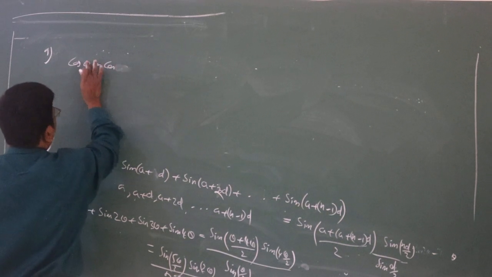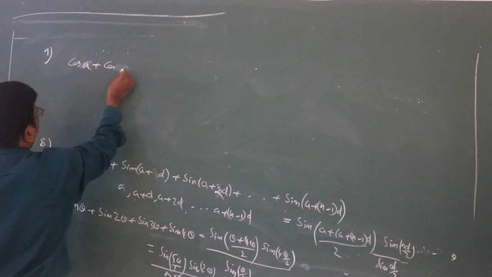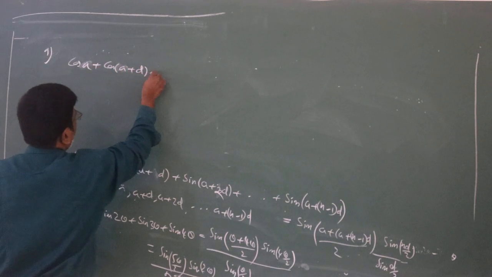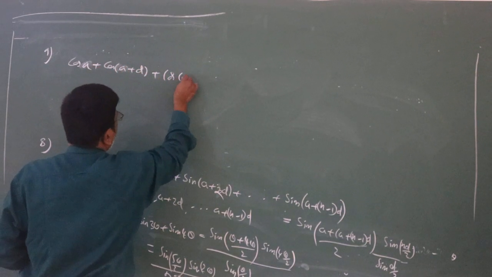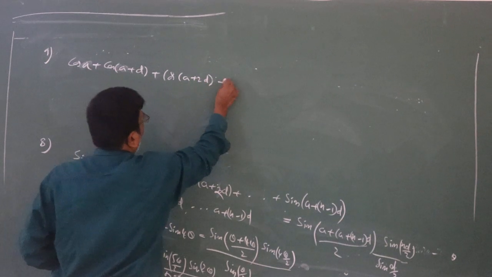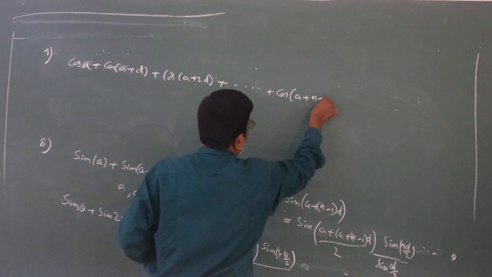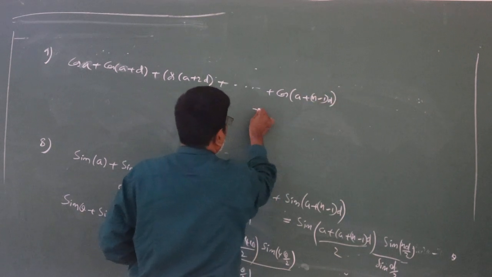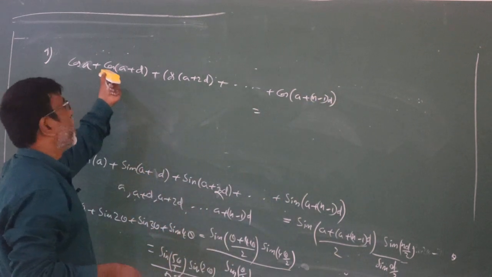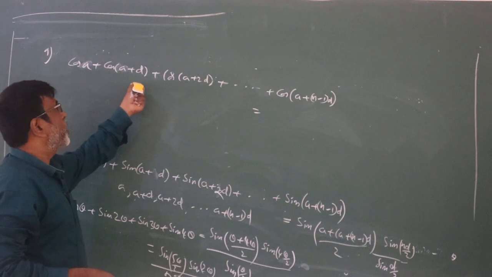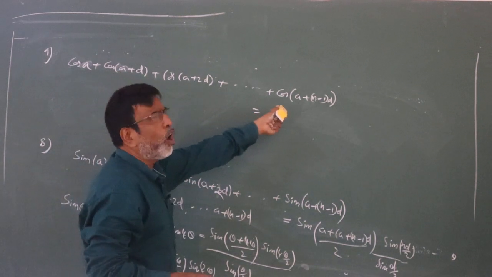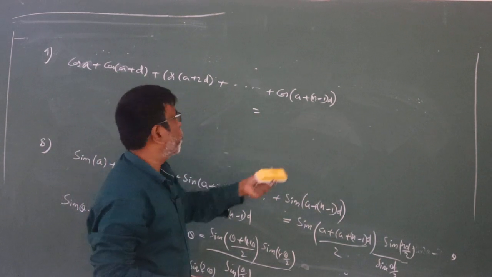Suppose the angles are taken as a, a plus d, a plus 2d, and so on, up to cos of a plus (n minus 1) into d. So the angles are in AP again: cos a, cos (a plus d), cos (a plus 2d), and so on, cos (a plus (n minus 1) d).